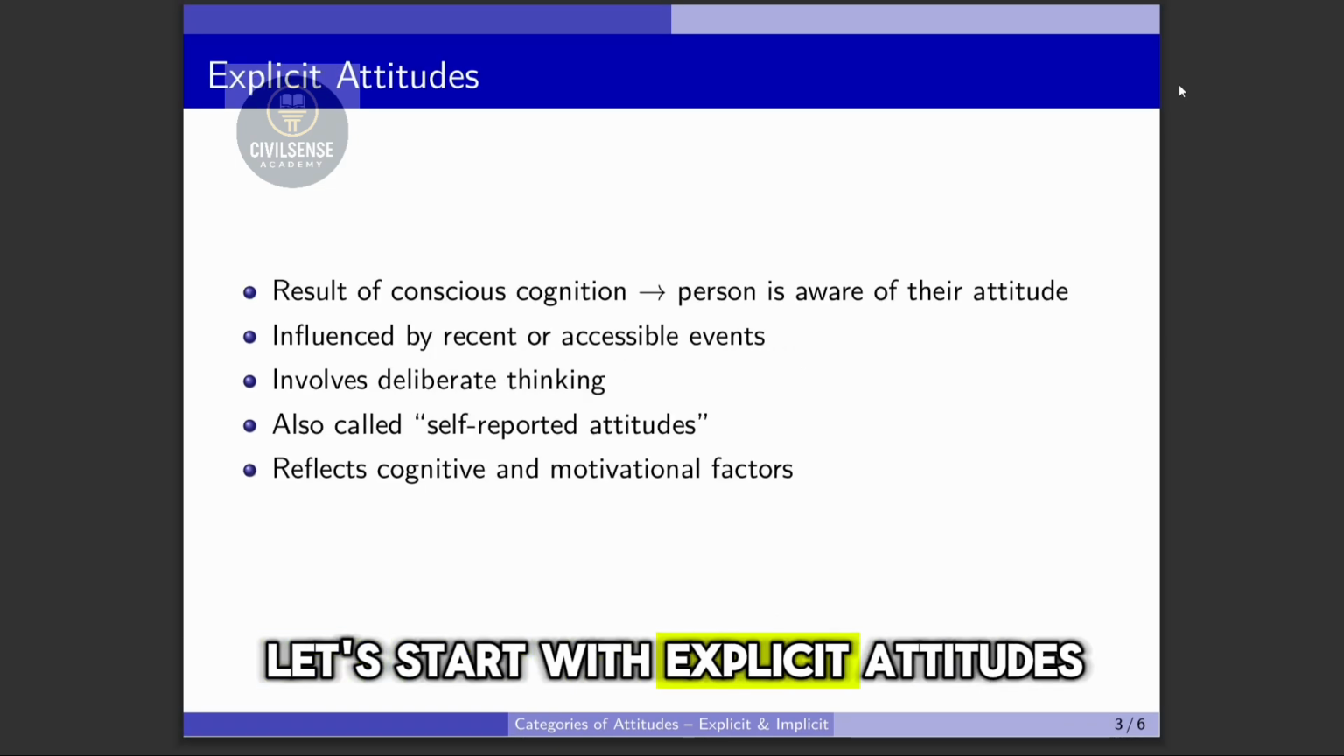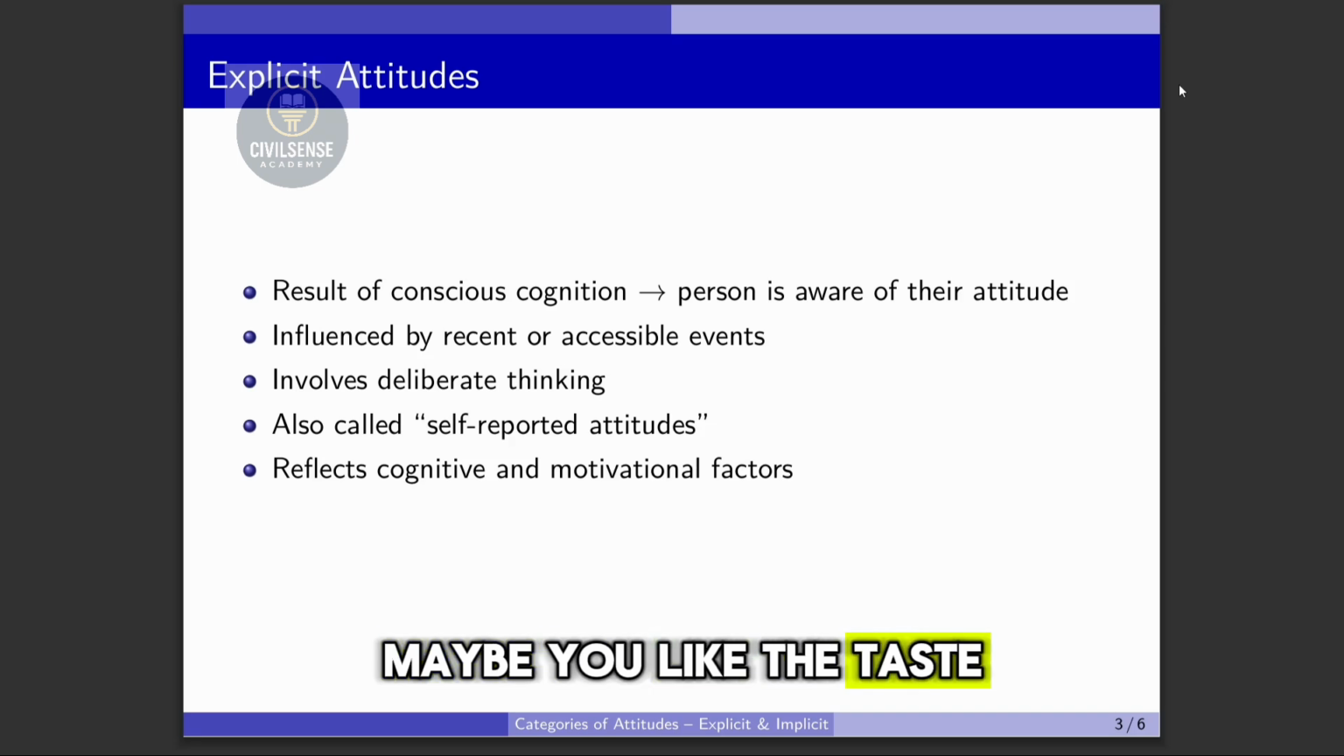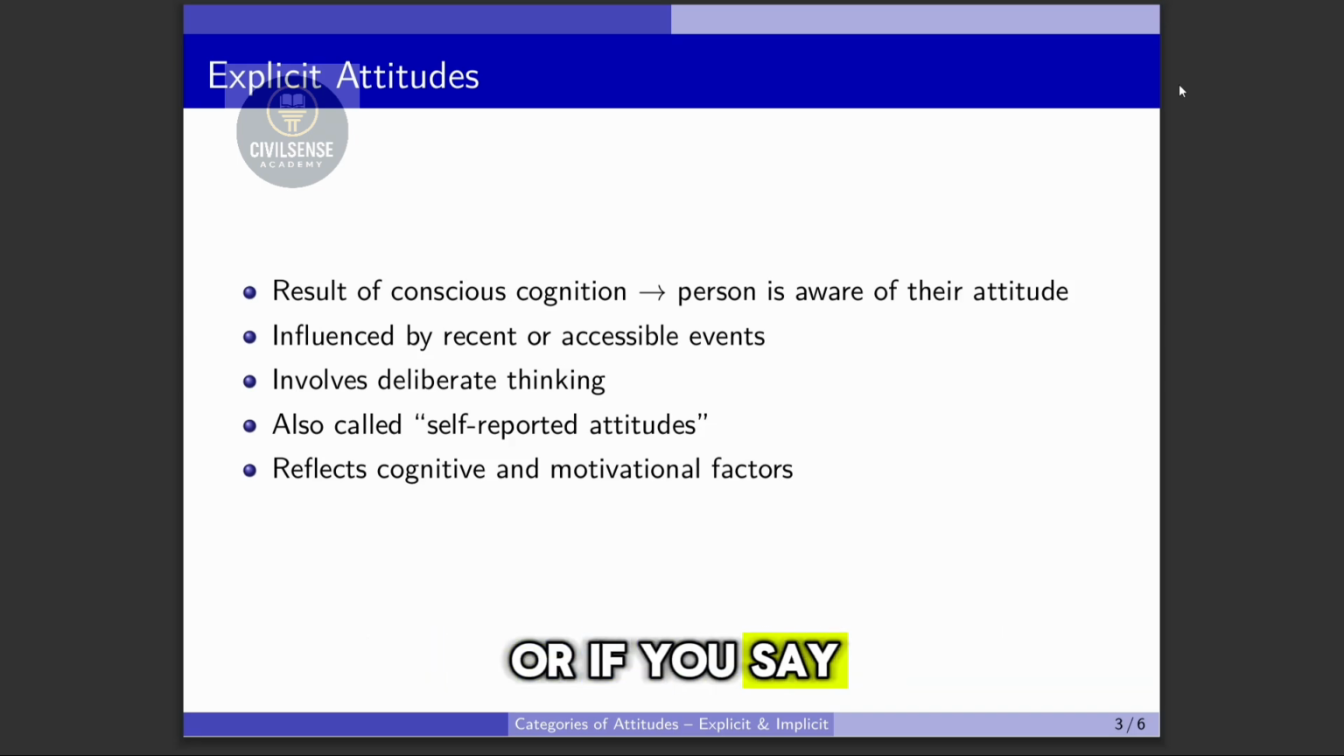Let's start with explicit attitudes. These are the attitudes that we are completely aware of. You know what you think and why you think that way. For example, you say, I like South Indian food. You are aware of it. You can explain it. Maybe you like the taste, maybe it's healthy, or whatever your reason. You know it, right? Or if you say, I believe honesty is very important. Again, you are clearly aware of the thought.